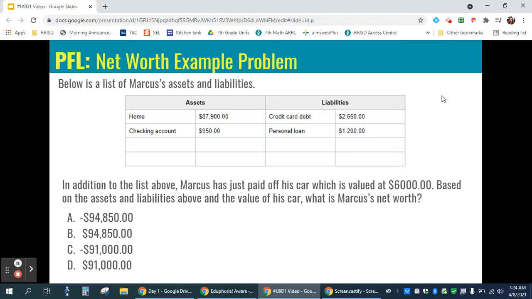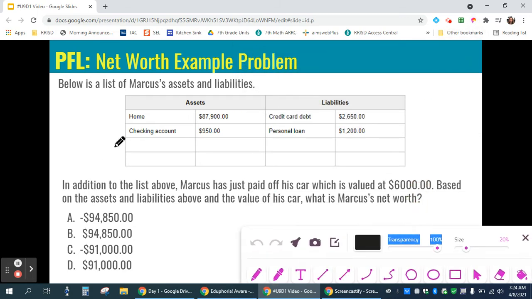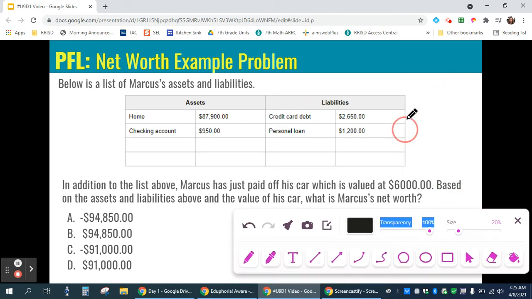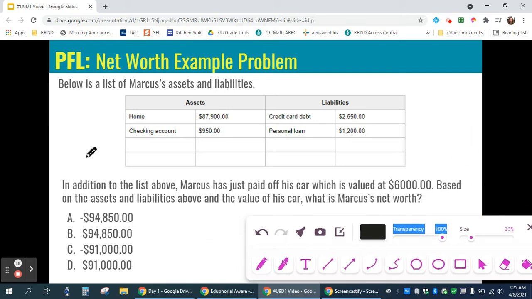This says, below is a list of Marcus's assets and liabilities. Okay, so it looks like for under assets, it says home, $87,900. Okay, liabilities, he has a personal loan and some credit card debt. Okay, in addition to the list above, Marcus has just paid off his car, which is valued at $6,000. Okay. Based on the assets and liabilities above and the value of his car, what is Marcus's net worth?